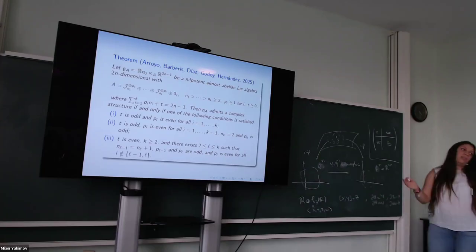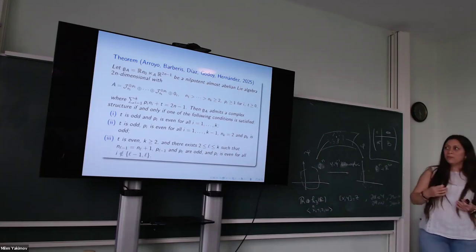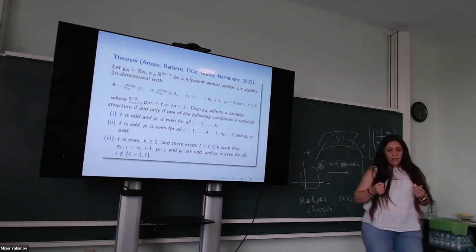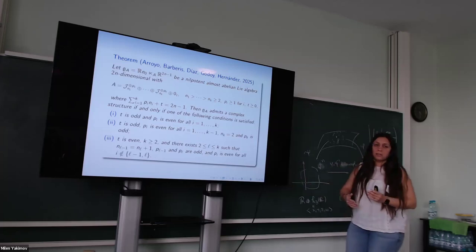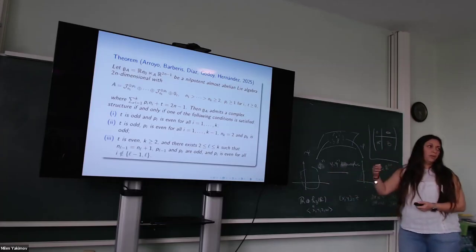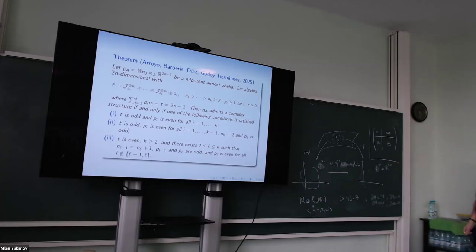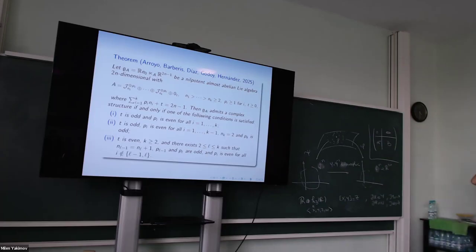But basically, it's easy. If you give me an abelian algebra, I take the A, I compute the Jordan normal form, and once I have the Jordan normal form, I can check if one of these conditions is satisfied. And then I can tell you if it admits a complex structure or not. And of course, in the proof of the theorem, you can see what the complex structure is. So here you can see that there are many examples of nilpotent algebras admitting a complex structure.